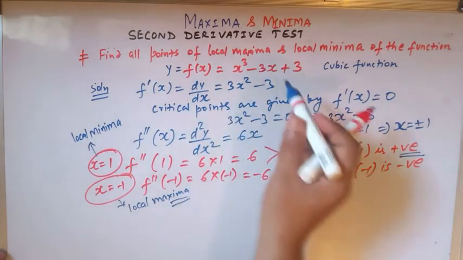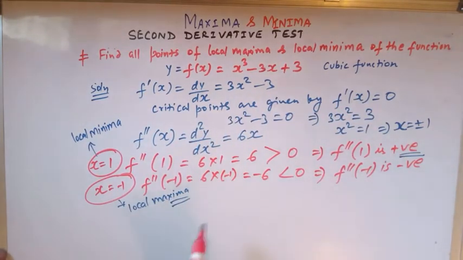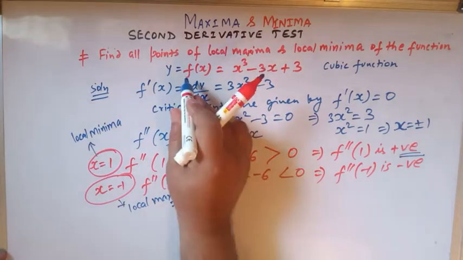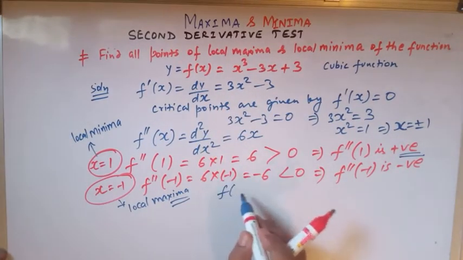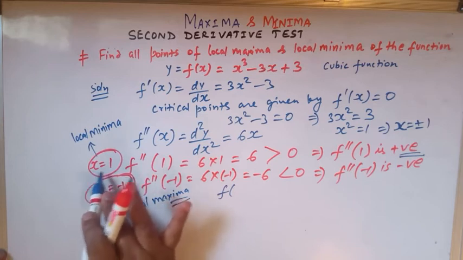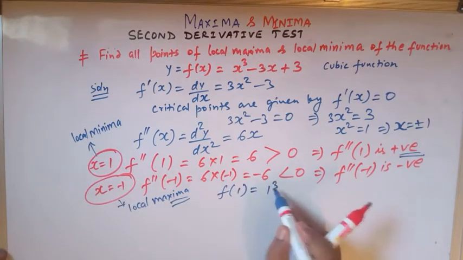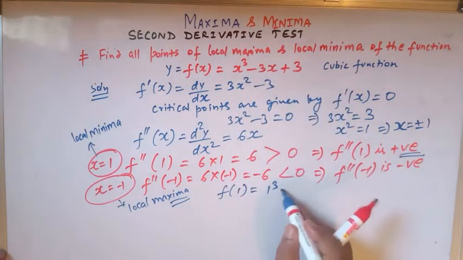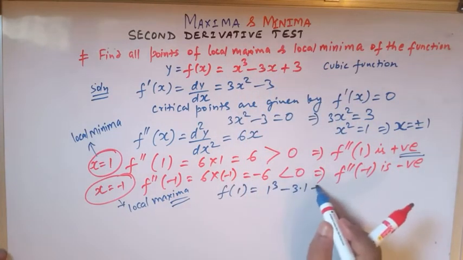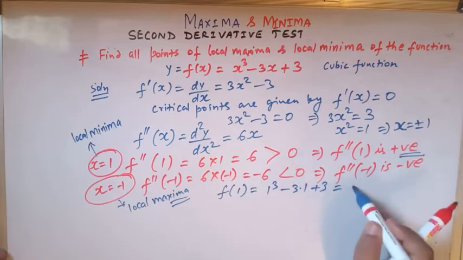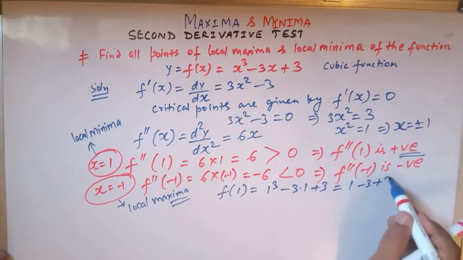Now let us find the maximum and minimum values of this function. So the minimum value will occur at x equal to 1. So f of 1 is 1 cube minus 3 times 1, plus 3. This is 1 cube, which is 1, minus 3 plus 3.